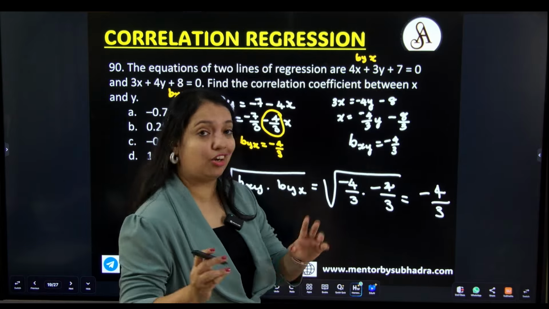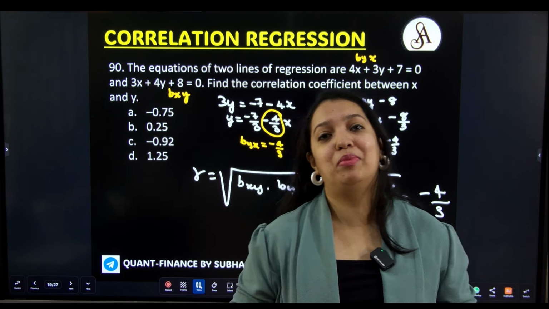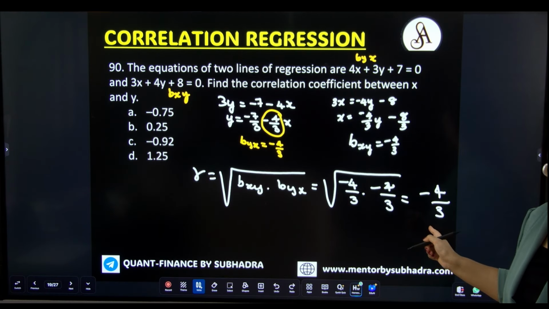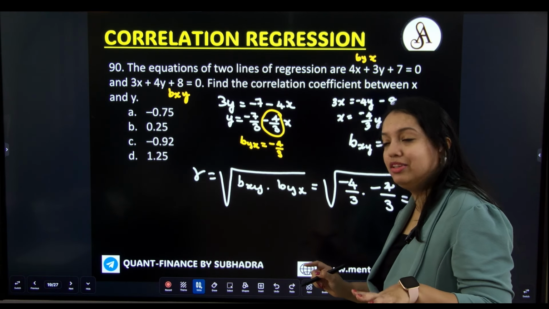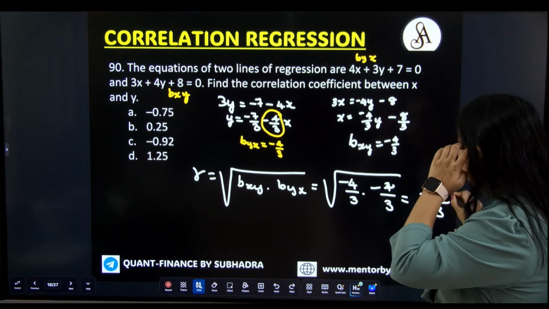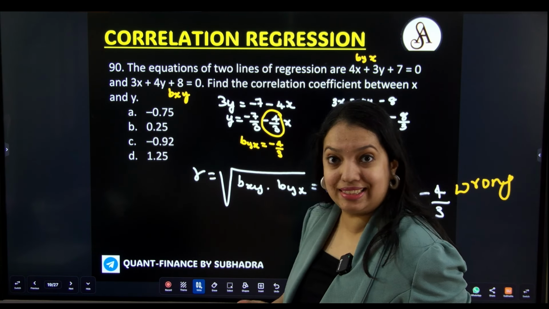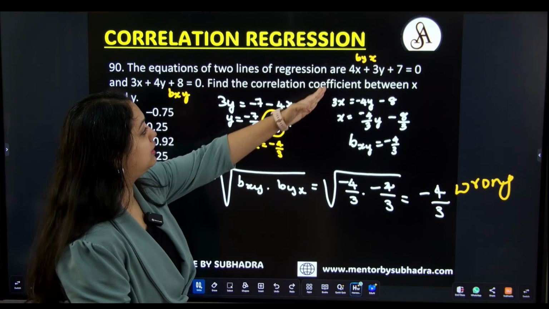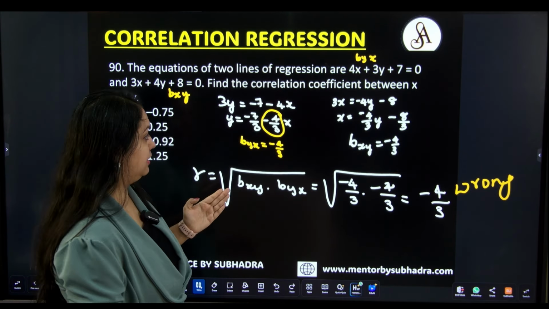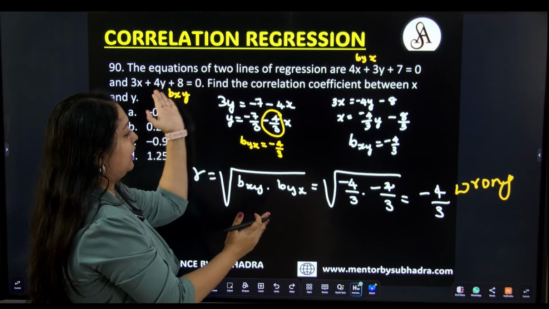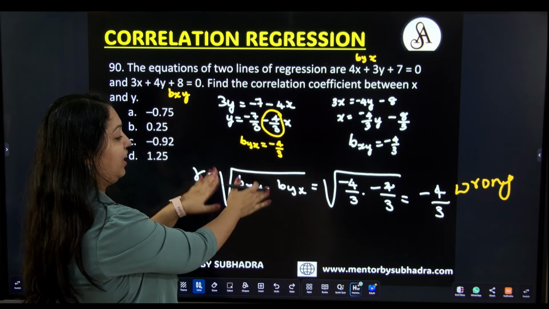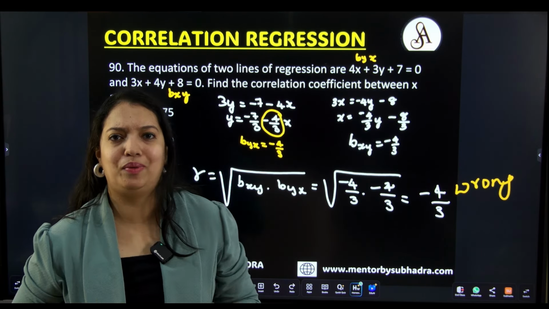Is this correct? Wrong. Why? The r value cannot be more than 1. I am getting minus 1.33. So the r value has to be between 1 and minus 1. So what I did is wrong. So ideally, if you are giving your 12th standard examination, you have to first consider after this step the first equation as bxy, the second equation as byx. Again recalculate the entire thing. Are we giving the 12th standard exam?